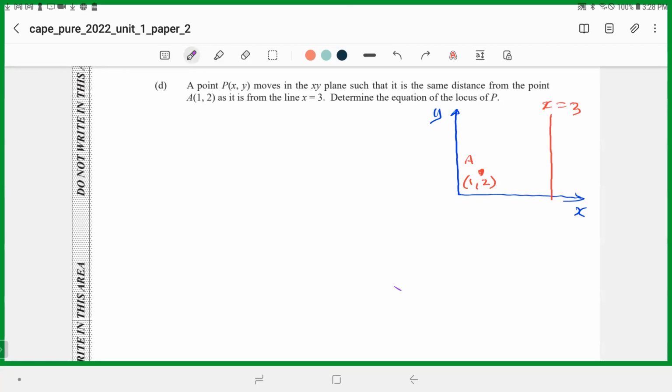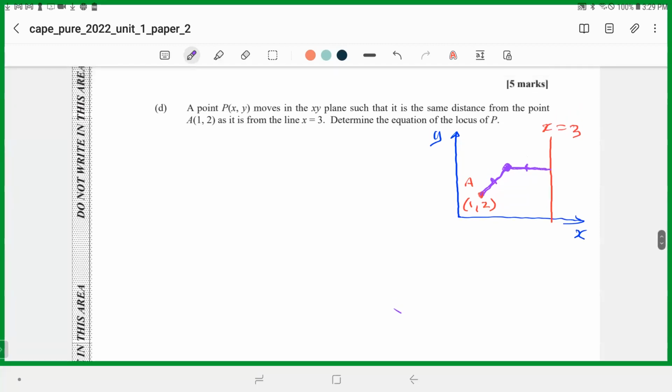So I put a point here, so that this perpendicular distance is the same as this distance. This distance and this distance is the same. All right, that's why I put these marks on it. This line means that this line is the same length. Let me zoom it up now.